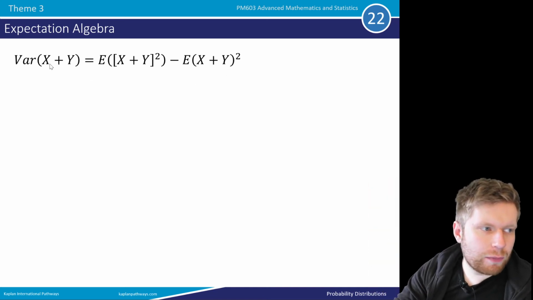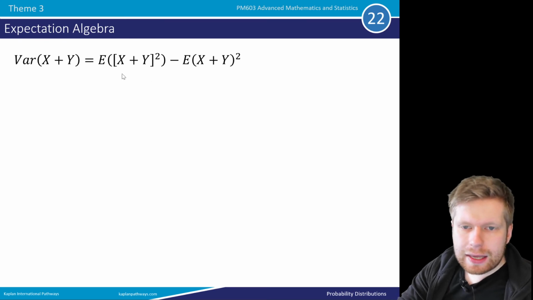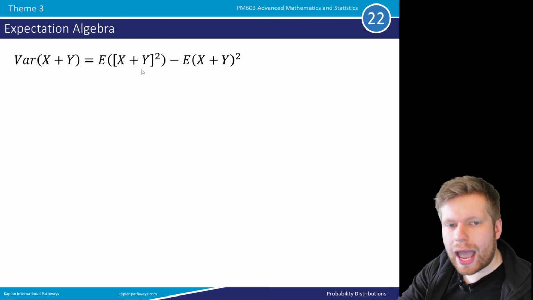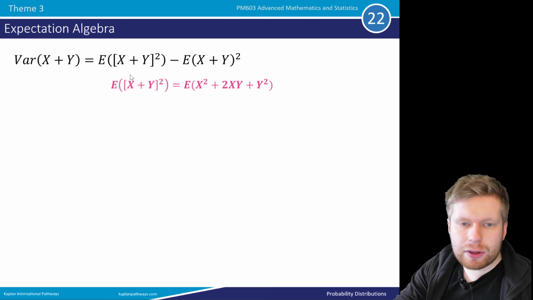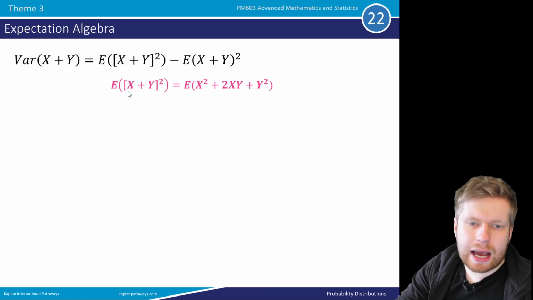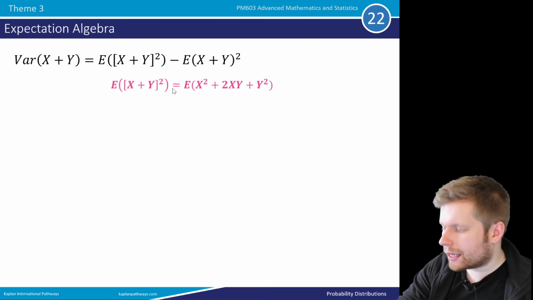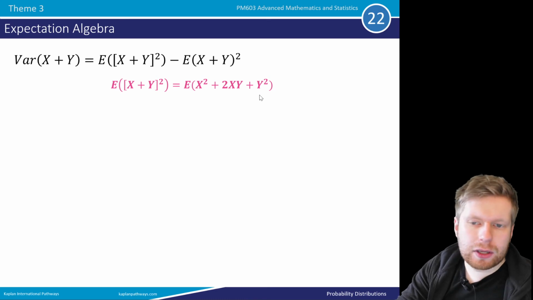Okay? And in this case, my random variable is just x plus y. Now you have a look here. You see that I've got x plus y all squared. So I think a simple thing to do would be to expand this out. So x plus y all squared, just a simple quadratic, is x squared plus 2xy plus y squared.